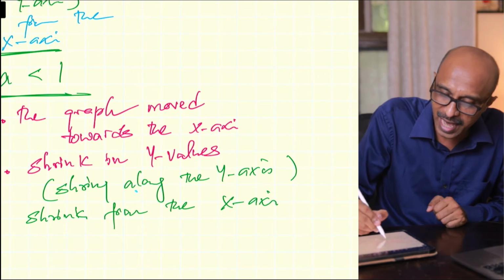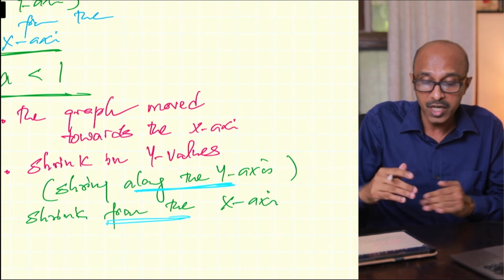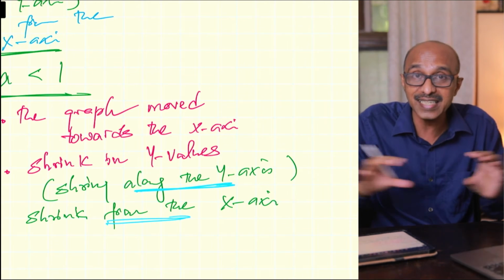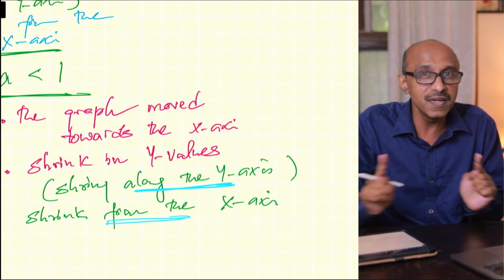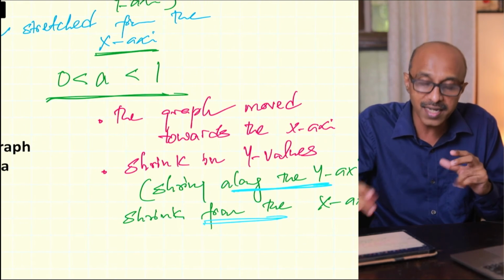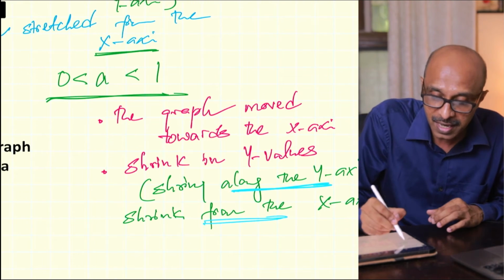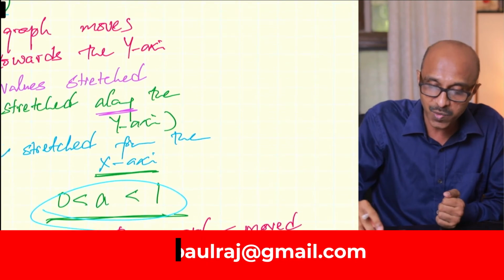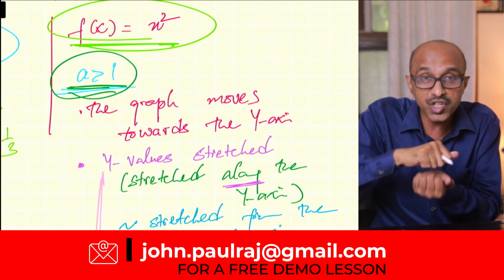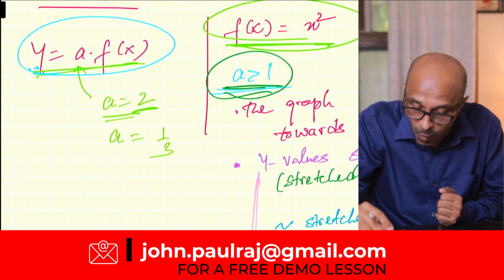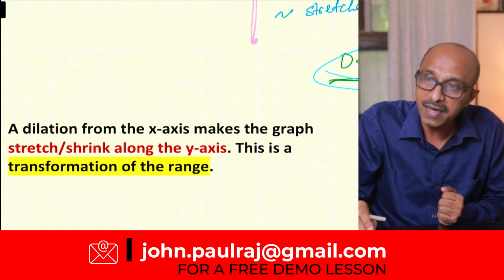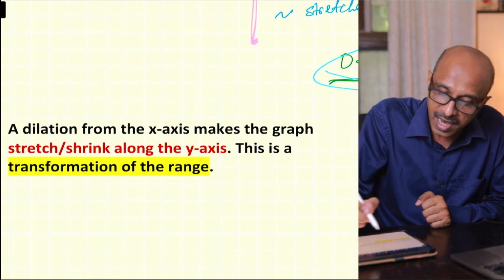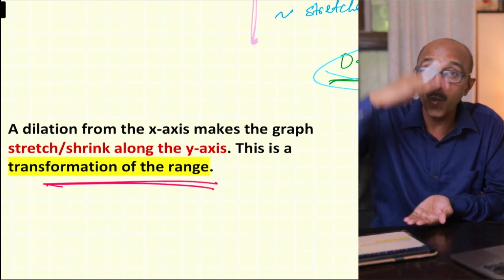The word along, this is just the language. These are semantics, but just be careful. Shrink along the y-axis, but it's a shrink from the x-axis, okay, because the x term is remaining invariant. It's just the y values getting multiplied by a factor, a factor less than 1, but still positive. It's a shrink in y values, whereas when a is greater than 1, it's a stretch in the y values. And therefore, a dilation from the x-axis is often referred to as a transformation of the range because it's affecting the y values.